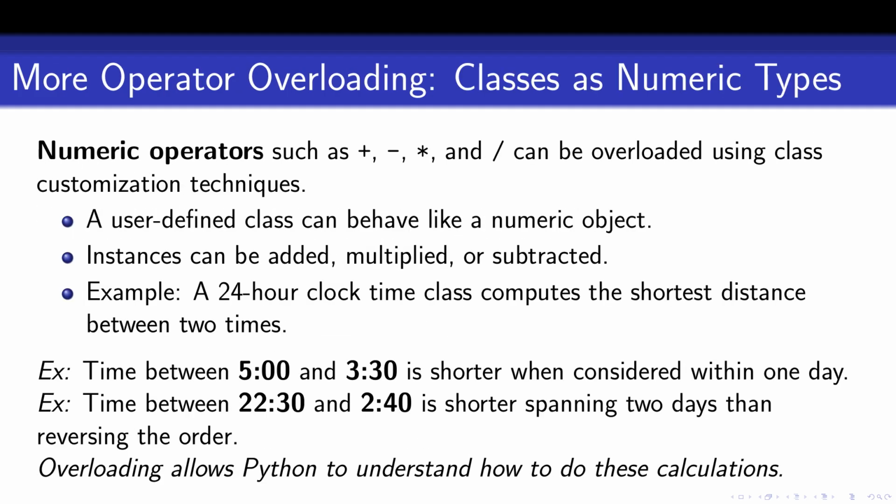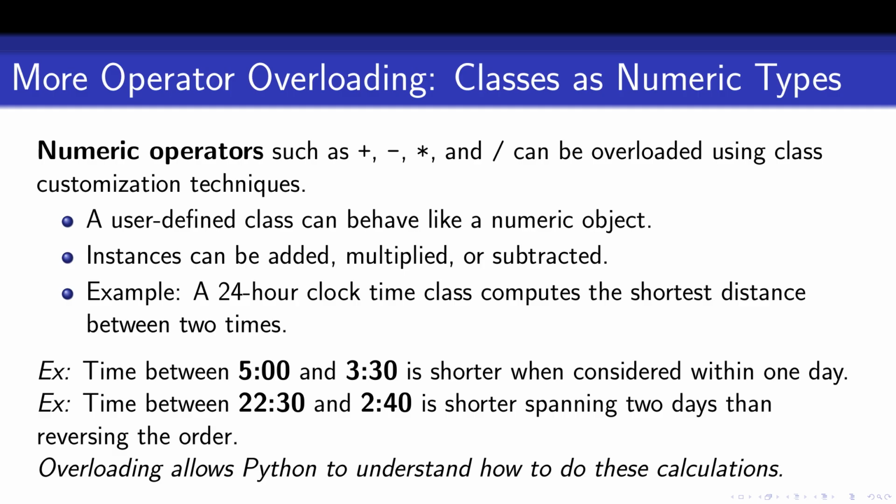Python lets you go even further by overloading arithmetic operators, turning your classes into numeric-like types. You can define methods like add, sub, mul, and truediv to customize how objects behave when used with plus, minus, multiply, or divide. For example, a time24 class might implement subtraction to find the shortest time difference between two times, accounting for wrapping around midnight. This lets you write expressions like t1 minus t2 and get a meaningful result. By overloading operators, you're teaching Python how to apply built-in syntax to your custom types, which can lead to more natural and expressive code.